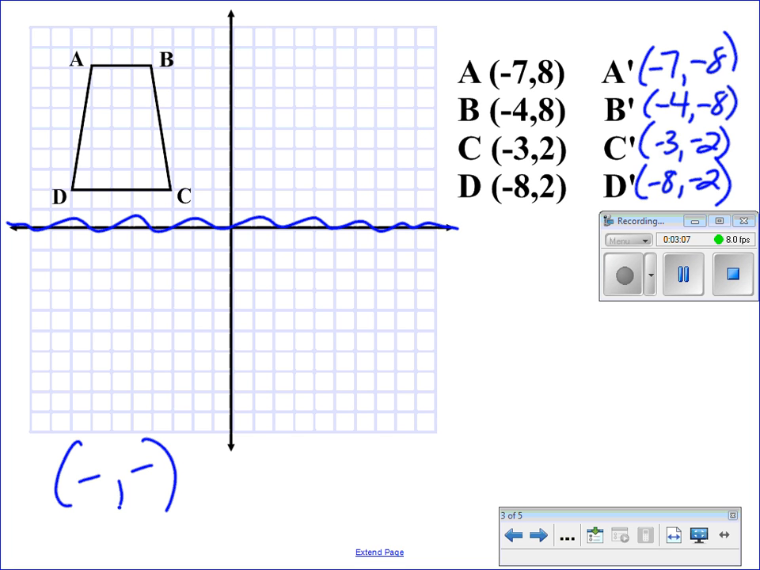And then I could also do it on my graph. 2 down for C, 2 down for D. B is on this line, and it's 2 from the bottom, or 2 from the top, so it's 2 from the bottom. A is on this line, and it's the same thing. Okay, and then I have my shape.